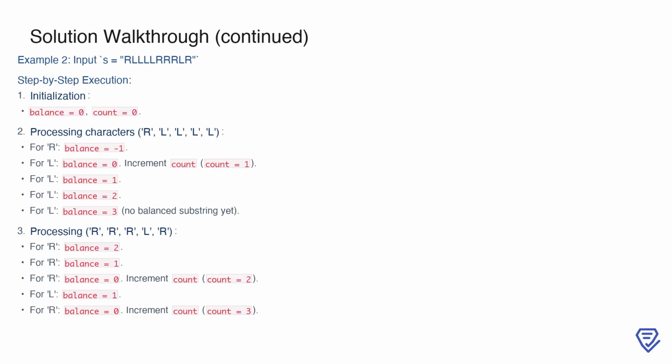Then, L increases balance to 1, and the final R decreases it back to 0, marking one more balanced substring. We increment count to 3. By the end, the string splits into 3 balanced substrings, RL, LLLRRR, and LR. The final output is count equals 3.